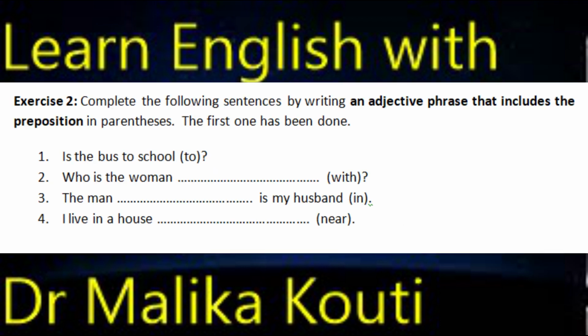Great. Exercise 2. Complete the following sentences by writing an adjective phrase that includes the preposition in parentheses. The first one has been done. Number 1. Is the bus to school? Here we have the preposition to. Great. Number 2. Who is the woman with? 3. The man is my husband. We have in. I live in a house near.